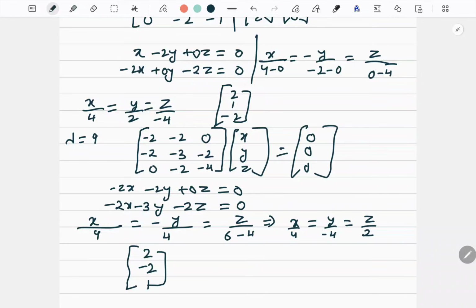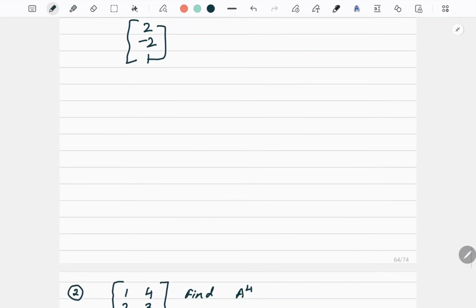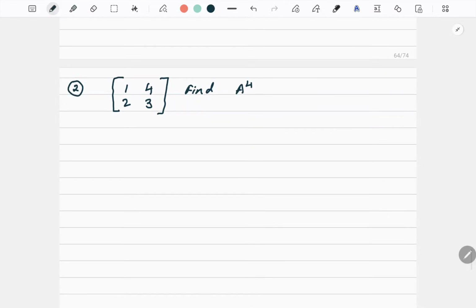So, this is a complete solution of the question. See, so many steps are there. So, usually this question is asked for more marks. Okay. So, let's move to the next question. Okay. So, now you have this matrix. You have to find a to the power 4. Usually when they ask the power, they ask till find eigenvalue, find eigenvector, diagonalize it and then find a to the power 4. So, let's go through the whole process.